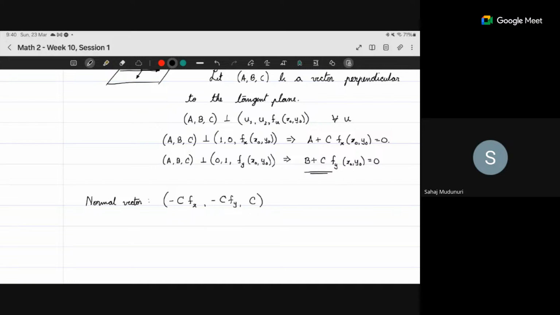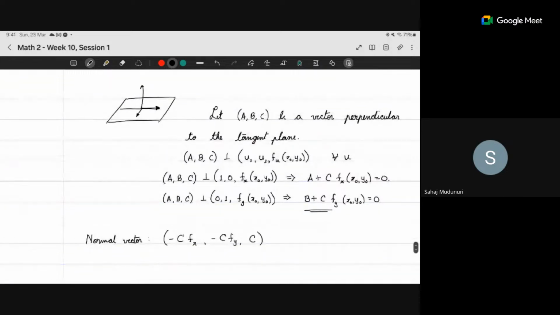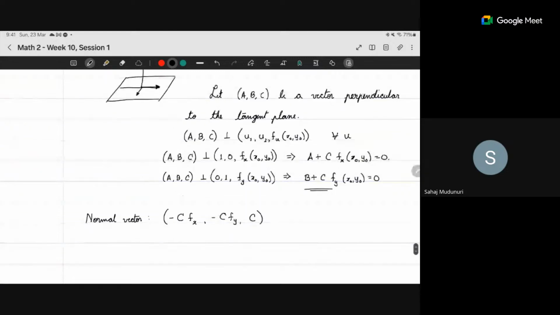The normal vector I assume to be (a, b, c), and using the property that it has to be normal to all tangent lines, in particular to the tangent lines corresponding to the directions (1, 0) and (0, 1), I got two equations. Using those, instead of (a, b, c), I wrote it as (-c fx, -c fy, c), all of this at (x0, y0). I'm not writing (x0, y0) over and over again.